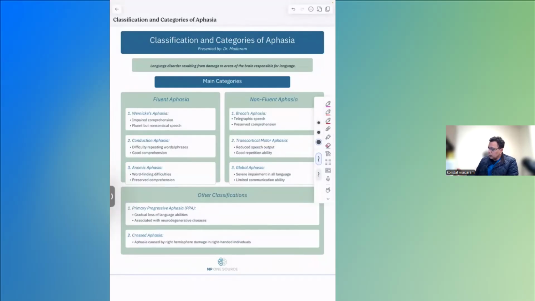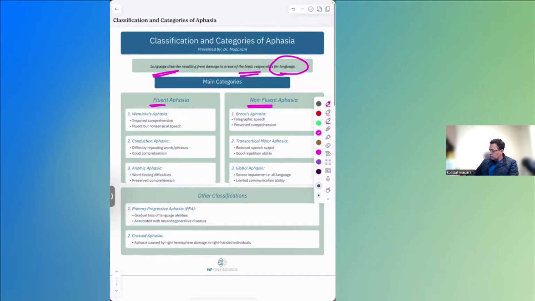Some of the things you want to be mindful of is that it's a language disorder which results from damage to a particular part of the brain responsible for language, but different areas of that language center can cause different kinds of aphasias. So it can be fluent aphasia or non-fluent aphasia. In fluent aphasia, the speech is not broken, so the fluency is intact.